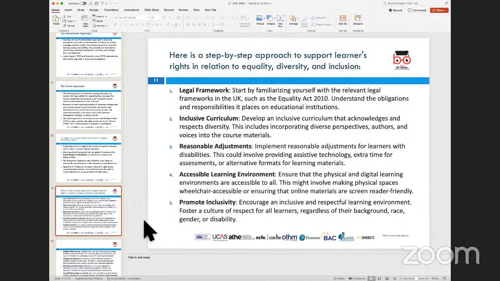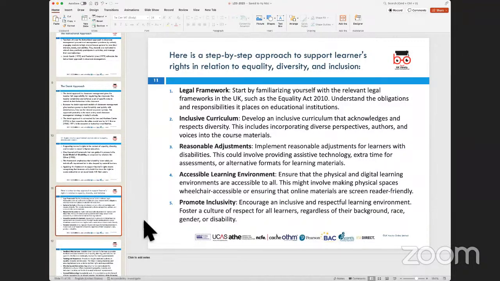For example, in our case, we have an equality and diversity policy, which is based on the Equality Act of 2010. Under this, we need to ensure that equal opportunities are provided to all learners who are studying a particular course or program with us. We need to ensure that the way the course is taught and the program is delivered is inclusive in terms of respecting diverse perspectives, cultural backgrounds, and in some cases even diversity in terms of course material.